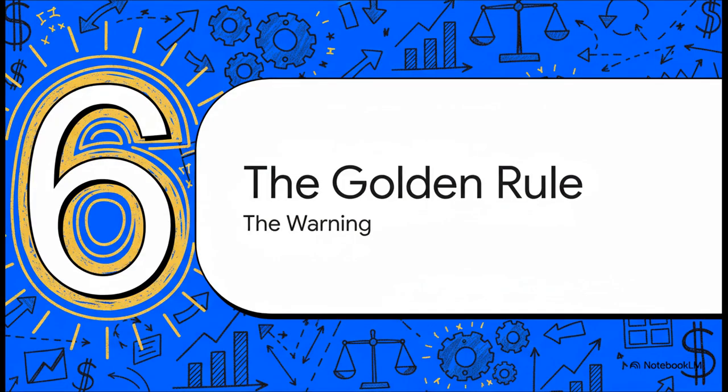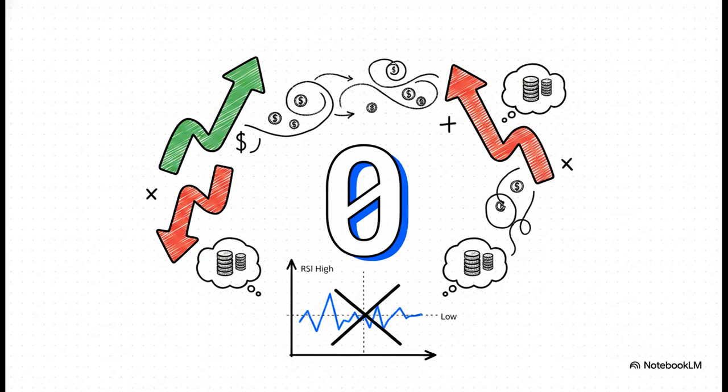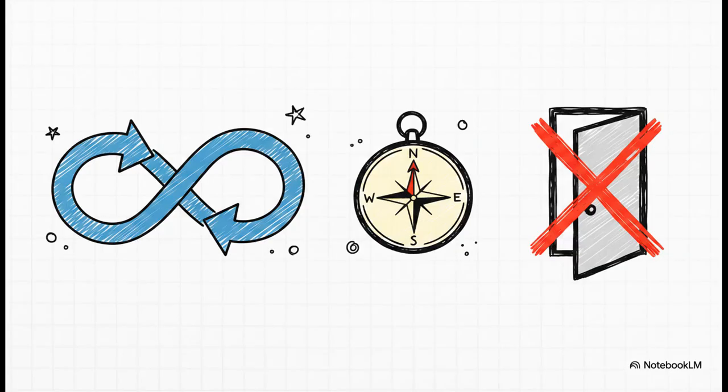Finally, part 6, the golden rule, the warning. 0. That is absolutely the exact number of times you should ever stop your SIP based on an RSI reading. 0. Never stop your SIP. I want to be incredibly clear about this. RSI is a fantastic supporting tool to help you make allocation decisions, like knowing when to inject a lump sum during extreme market fear or when to be super cautious during wild euphoria. But it is never, ever a reason to execute a full exit.